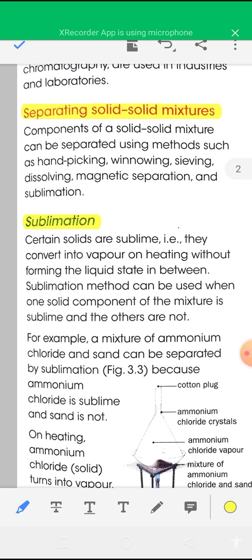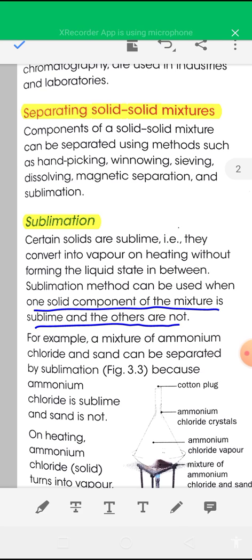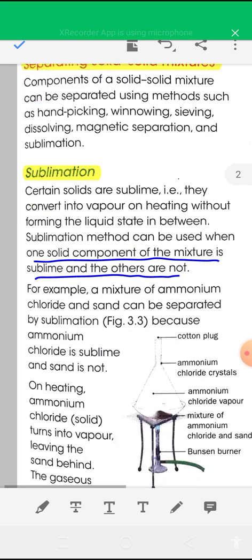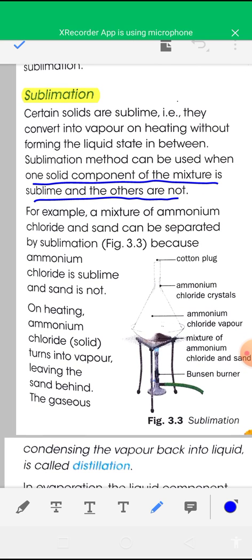Okay, and the sublimation method can be used when one solid component of the mixture sublimes and the other components do not. This is the basic principle of this method. Using the sublimation method, you can separate the components of a solid mixture in which one component sublimes and the others do not. Using this method, you can separate a mixture of ammonium chloride and sand, because ammonium chloride can sublime, it is a sublime solid, and sand cannot.